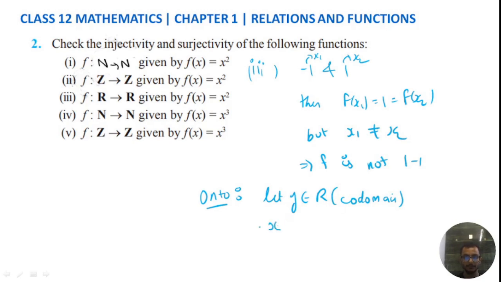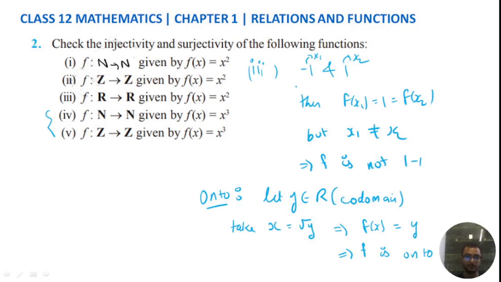So take x equals the square root of y. Now you can take it, because now there is no restriction that it is an integer or natural number. So f of x will be the square root of y squared, that is y. So for every point in the codomain there is some pre-image, which shows that the function is onto. Now you similarly do the fourth and fifth parts. They are the same, only for x cube. You can similarly find these points.